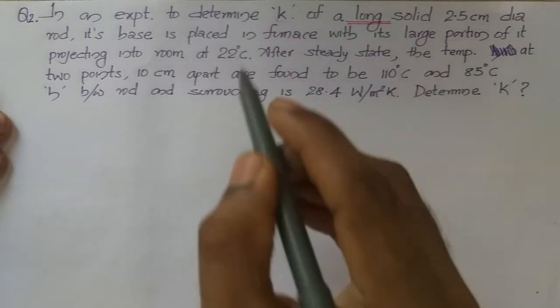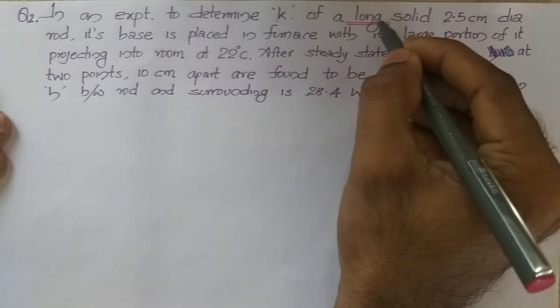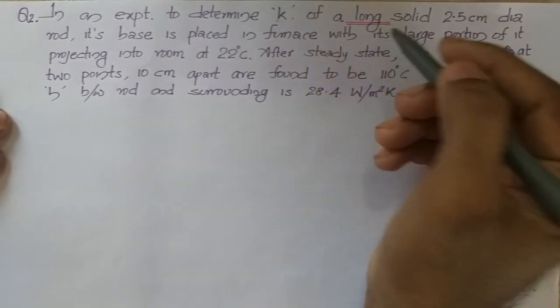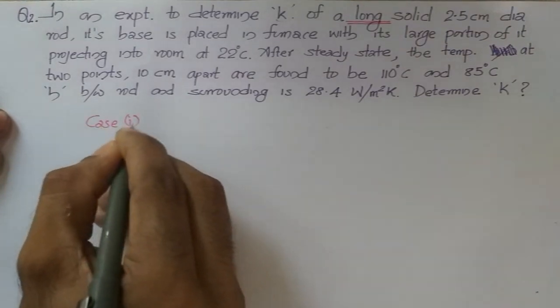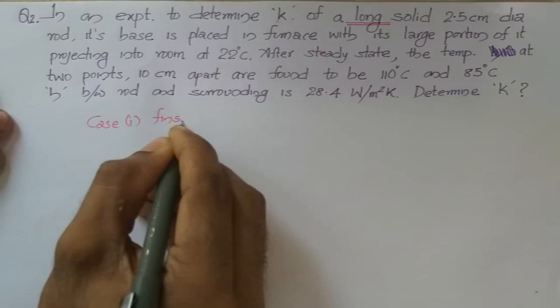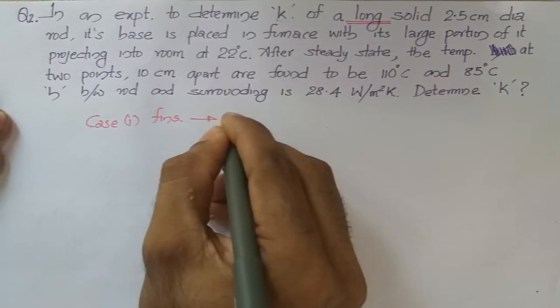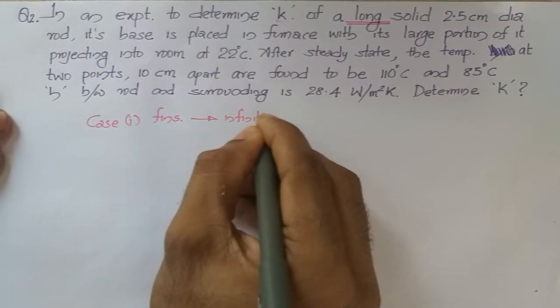So here also we are having a case of a long rod, which is giving you the case 1 fin. So here also we are having the case 1 fins, which are infinitely long or very long fins.